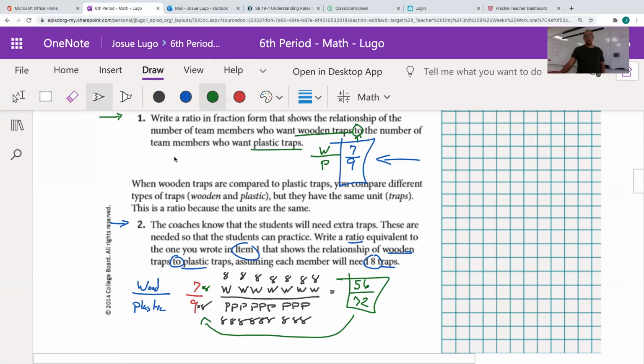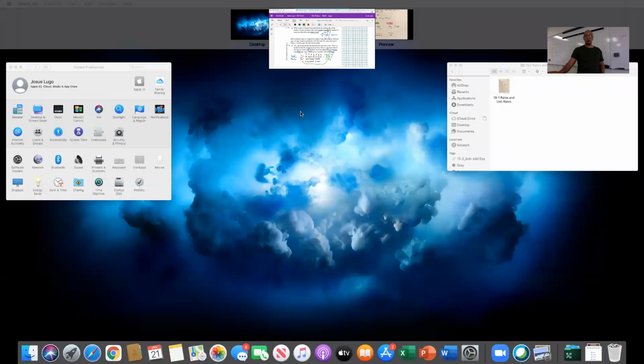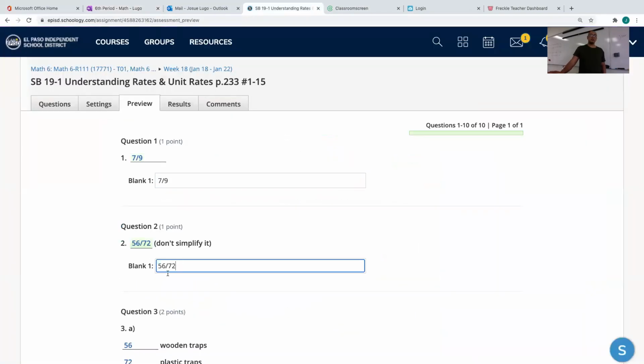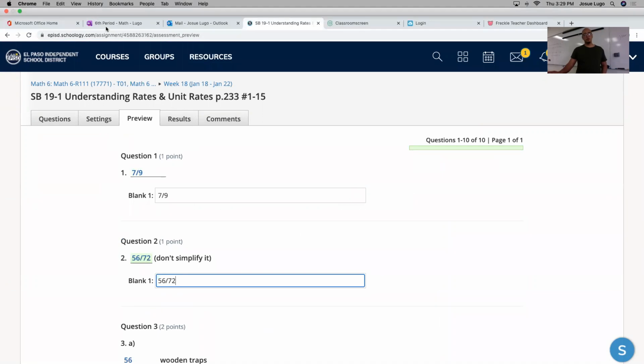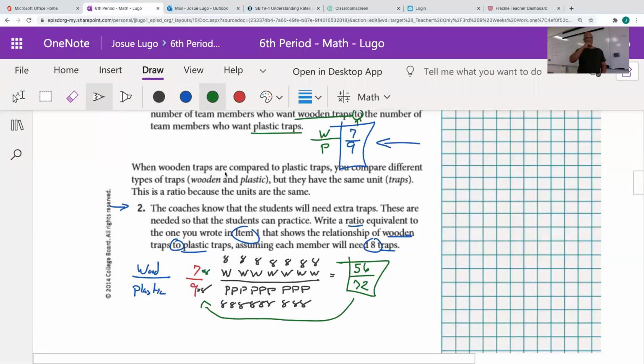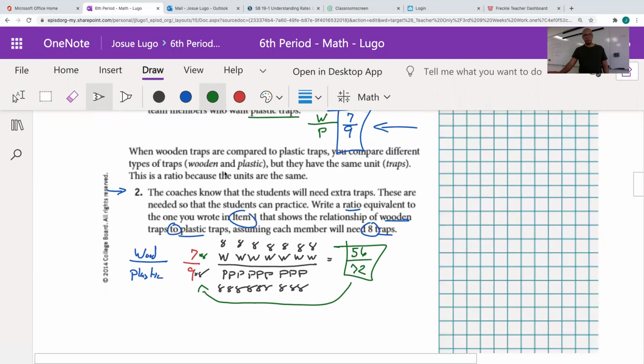So on Schoology, I'm going to write that ratio. But I already did 56 over 72. 56 over 72. All right, so at this point, we're just dealing with ratios. All right, no rates yet. Rates are a form of ratio, but these are ratios that are not rates yet.